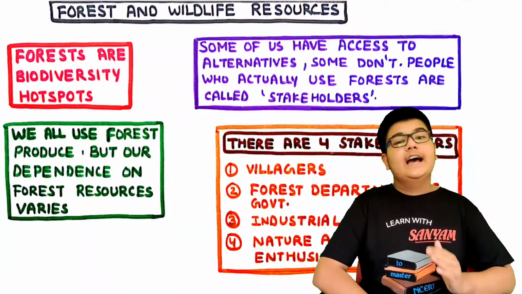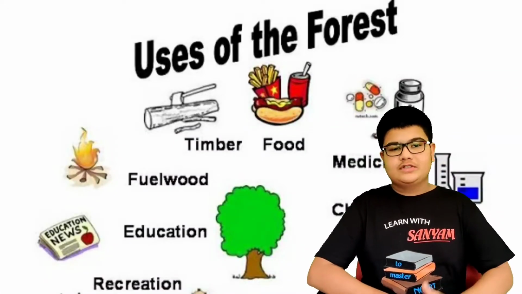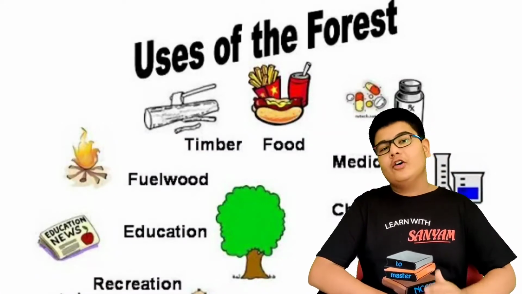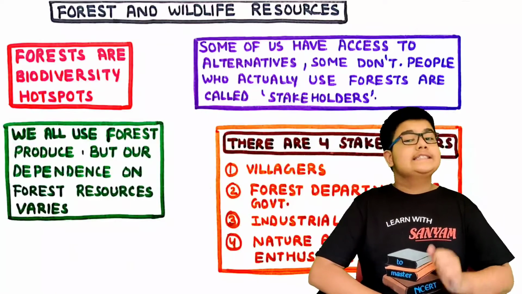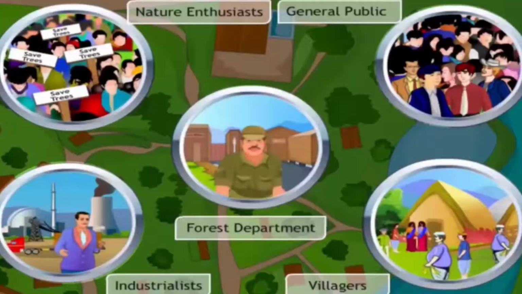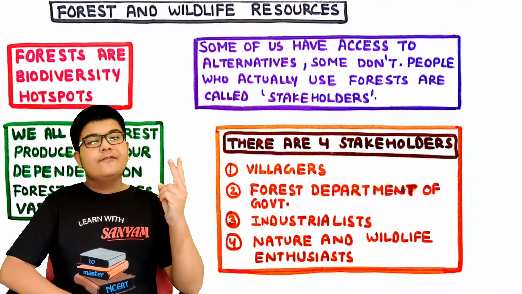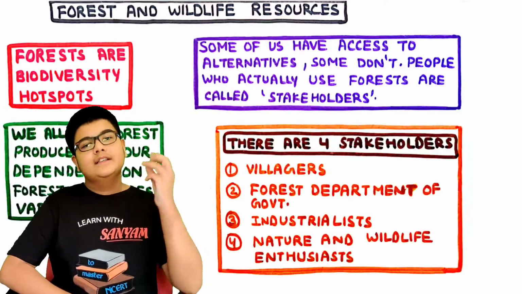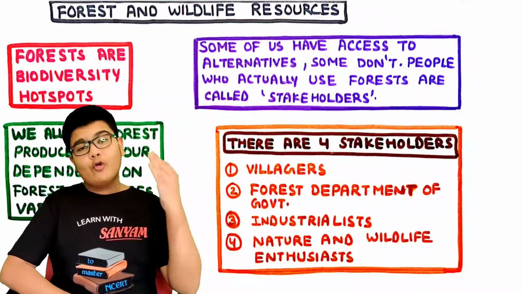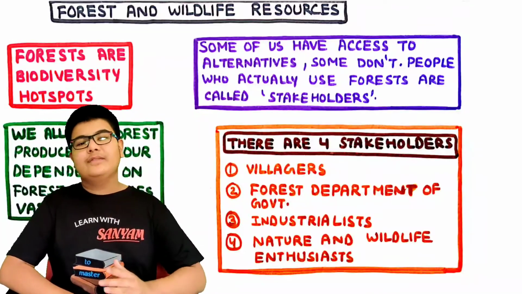So forests are biodiversity hotspots. We all use forest produce, but our dependence on forest resources varies. Some of us have access to alternatives while some don't. People who actually use forests are called stakeholders. So there are four stakeholders. First, villagers. Second, forest department of government. Third, industrialists. And fourth, nature and wildlife enthusiasts. Now let's study about each one of them in detail.